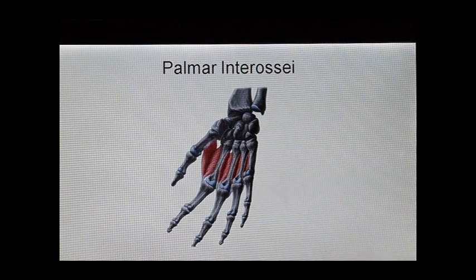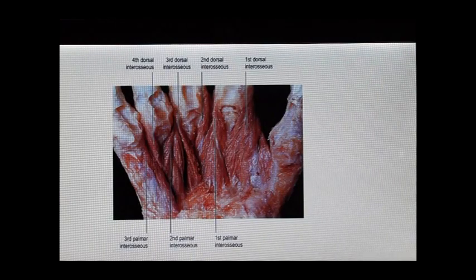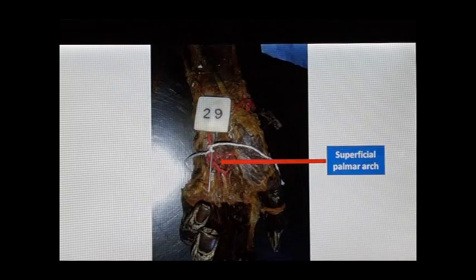and this is the picture of palmar interossei. This is a dissected picture showing the palmar and dorsal interossei both. Palmar interossei helps in adduction, so remember the abbreviation PAD.